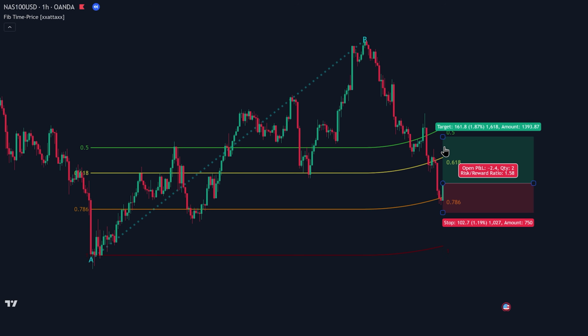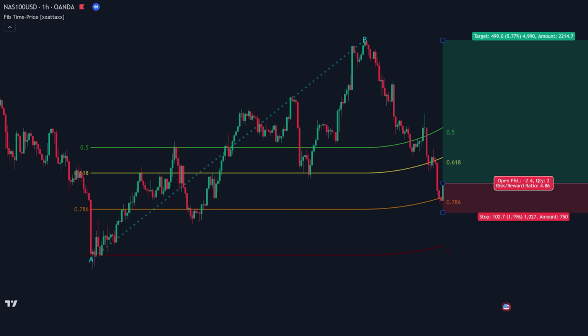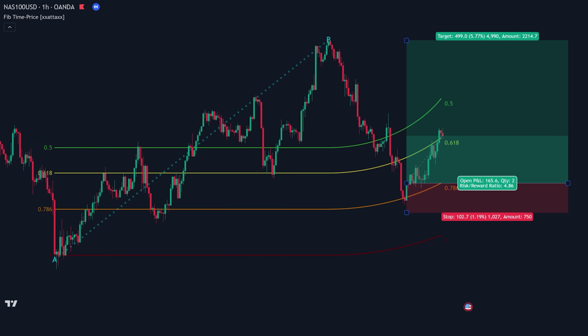The take-profit target is set higher, near the previous swing high, to capture the continuation of the bullish trend. Let's see how this trade plays out.